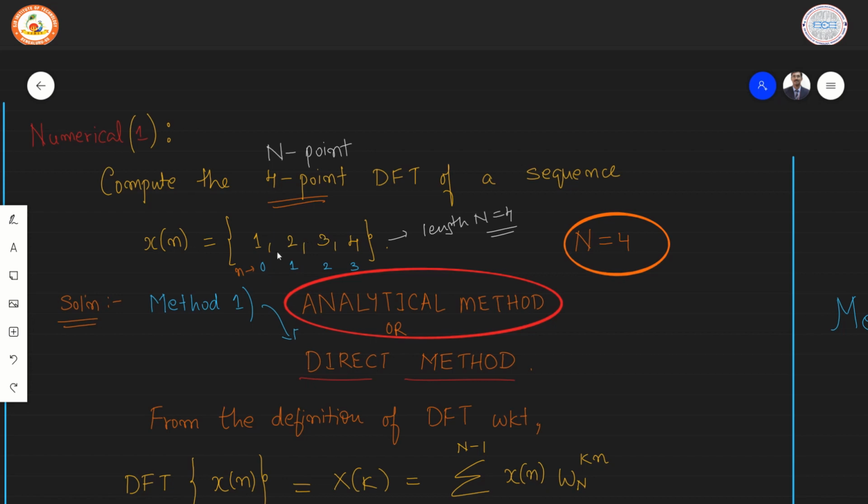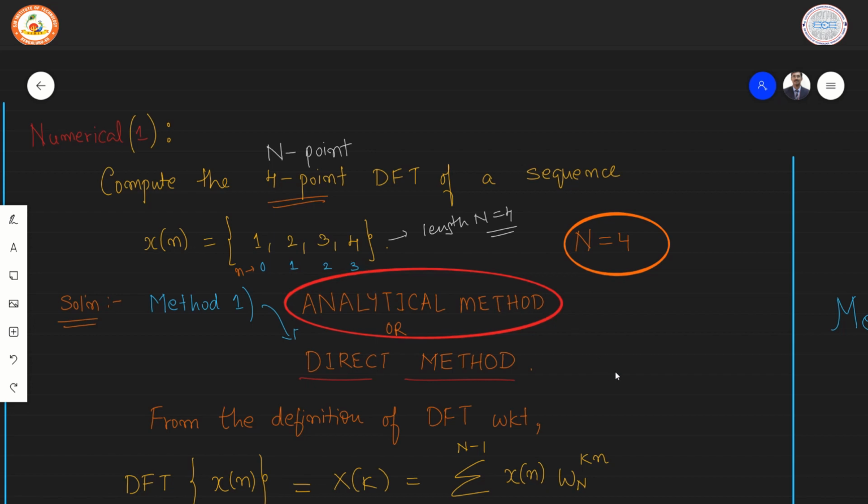Now, as we understand from the data, x of n is a sequence which is described for small n between 0 to 3, because the total length is 4 and indexing starts from 0. So the index, that is n, for the first point is actually 0. The index for the second point is 1, the index for the third point is 2, and the index for the fourth point is 3.